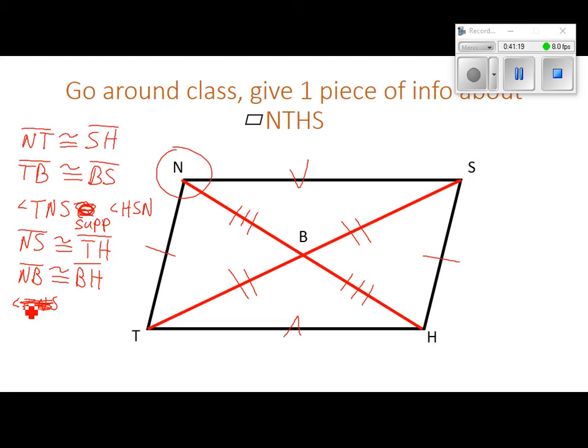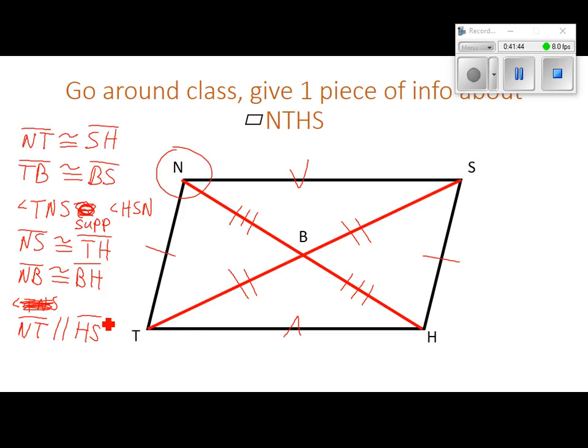We did the opposite side. Yep, I already did both pairs of opposite sides. Well, sort of. Segment NT is parallel to SH. There we go. Segment NT is parallel to what? I already did that. I know. I said I know.